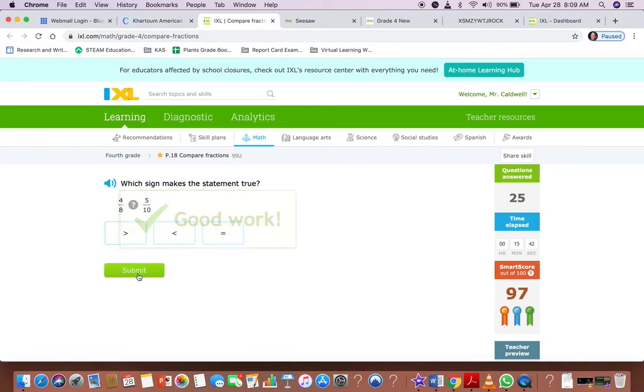This one you would need a piece of paper. Once you get to 97, they get really hard. Okay, 4 out of 8, you know that would be 1/2. And you know this would be 1/2. Okay, you could reduce these.